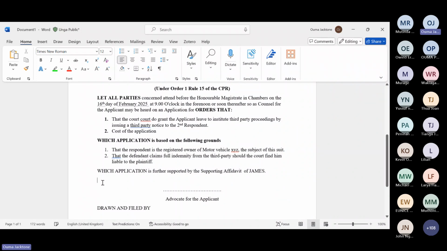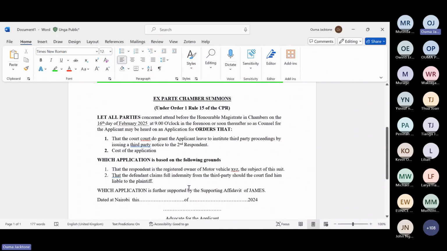Sorry. You need to have dated at dash. Sorry, at Nairobi, for instance. I said Nairobi. Nairobi. This dash of dash 2024. Drawn and filed by, to be served upon, and then you do your supporting affidavit. This is already your application for third-party proceeding.